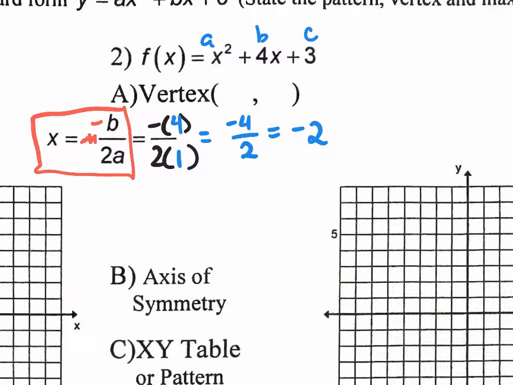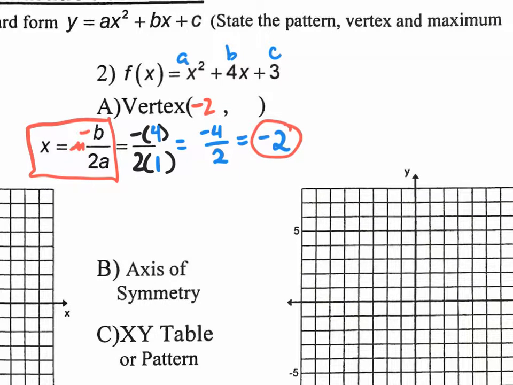And what is this negative 2 really? The X value of your vertex. So ladies and gentlemen, negative 2 is the X value of our vertex. Bless you. So we have the X value of our vertex. We need the Y value. What do we do to find the Y? Plug it in into the original function.